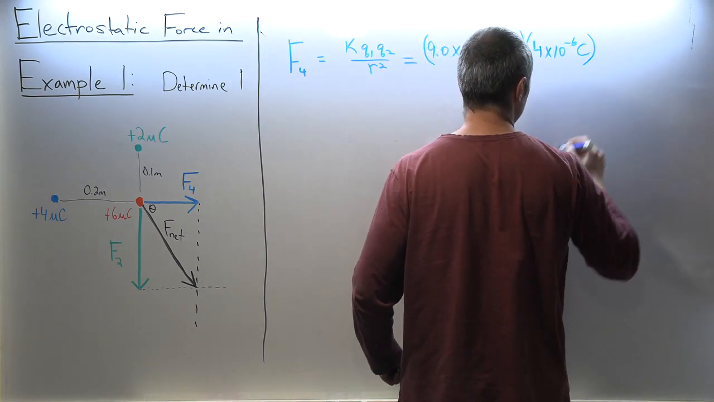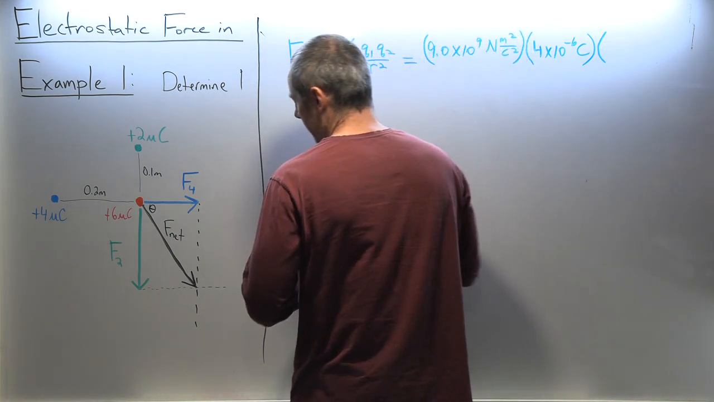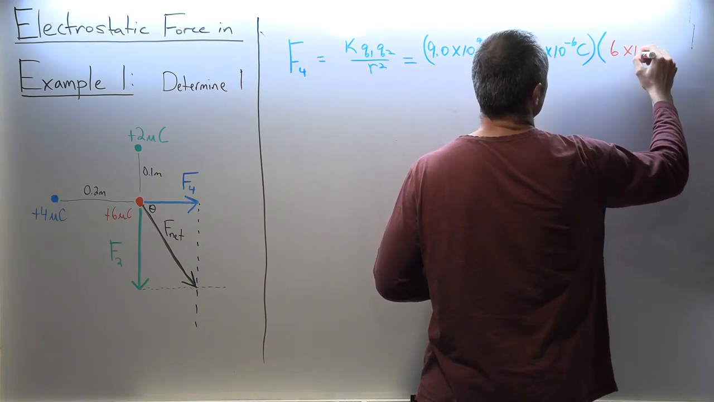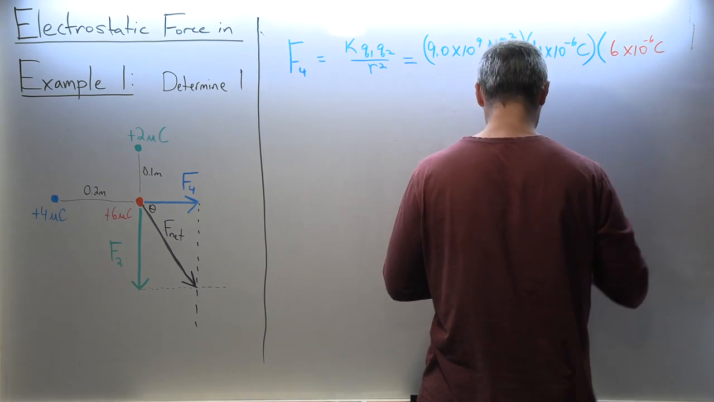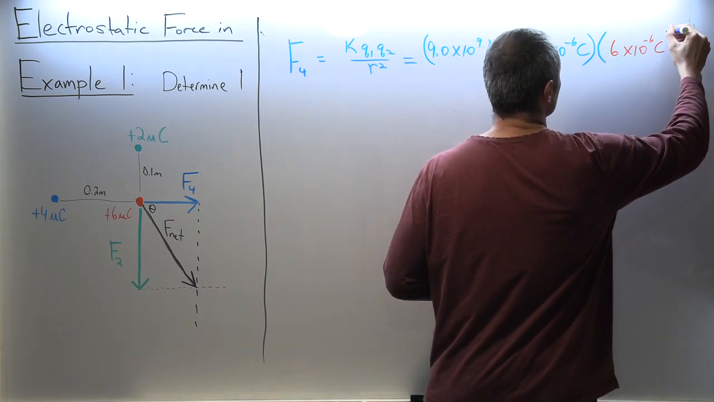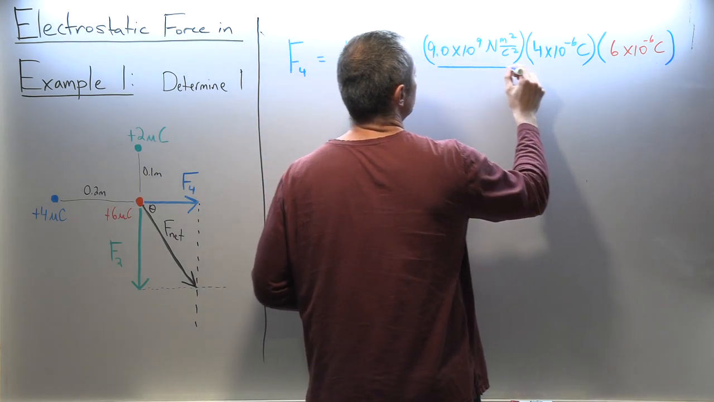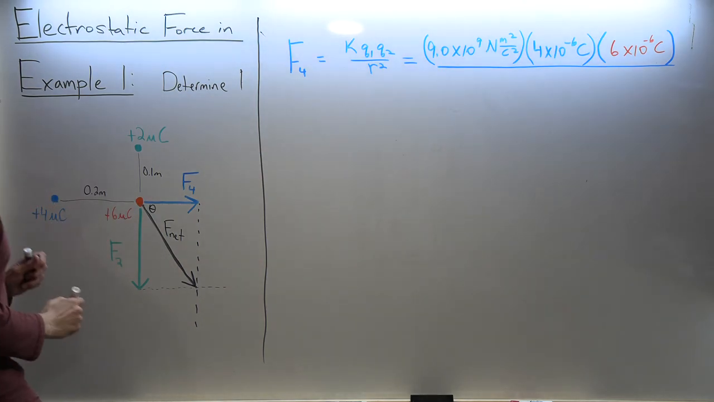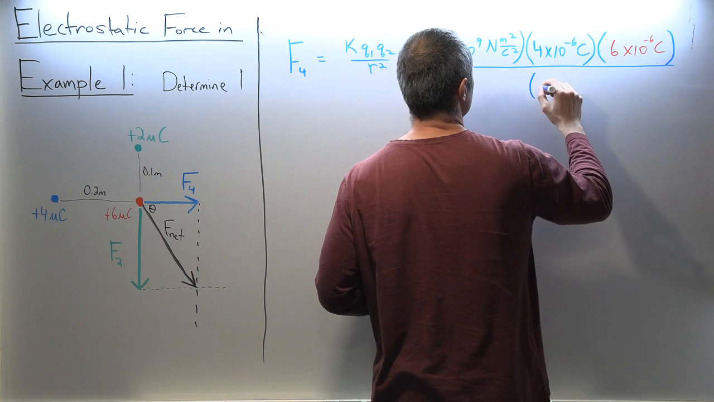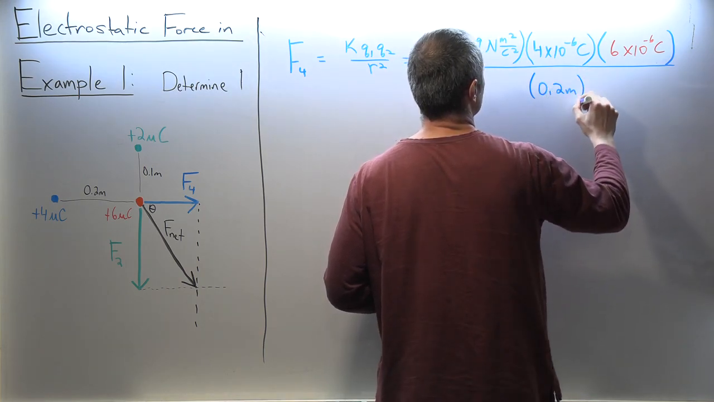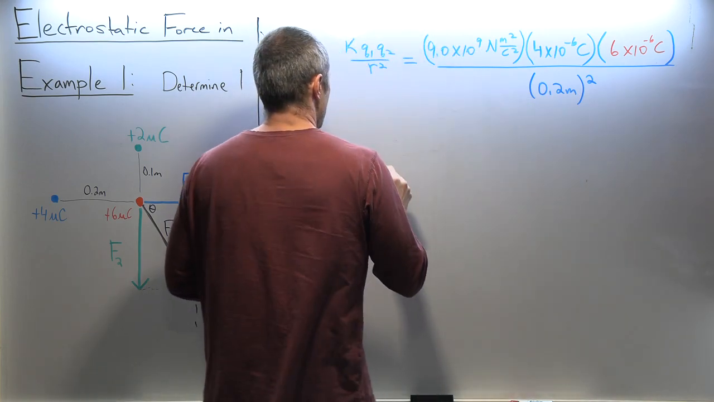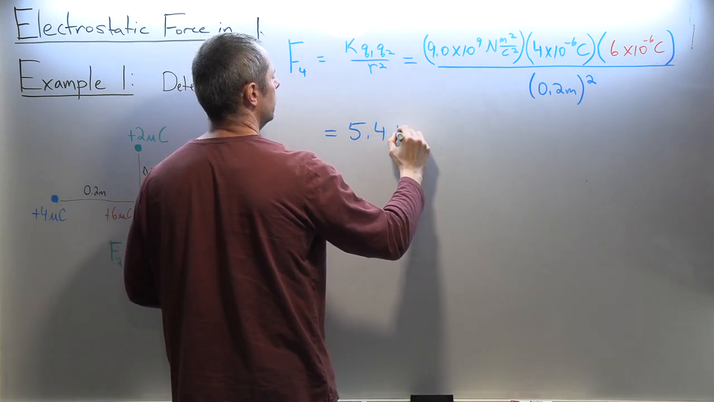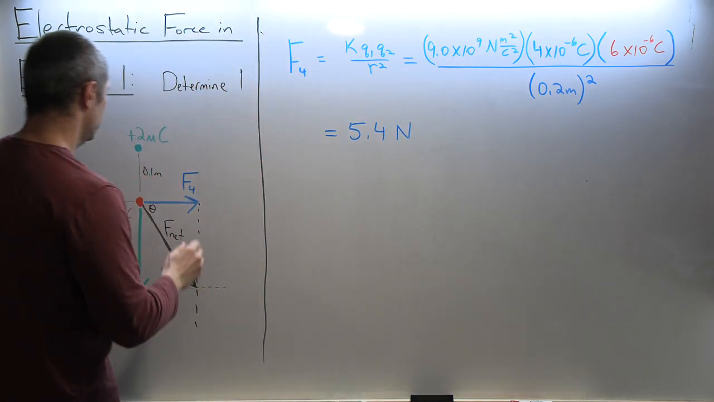That's what micro means. We've got to plug in the coulomb value. And then we have the 6 microcoulomb charge, which is 6 times 10 to the minus 6 coulombs. And the distance between those two charges, 0.2 meters. So I plug that in, 0.2 meters squared. And that comes out, I believe, to 5.4 newtons. Okay, so that's the length of that arrow.